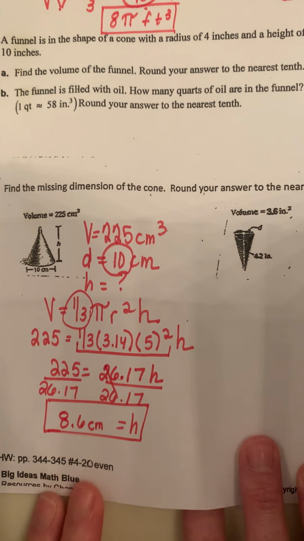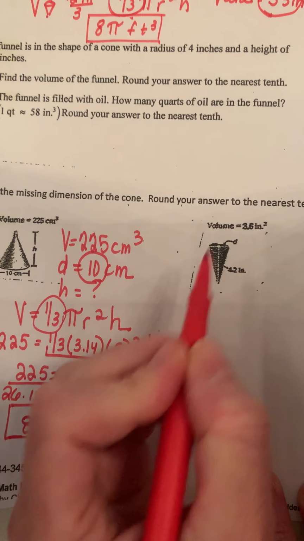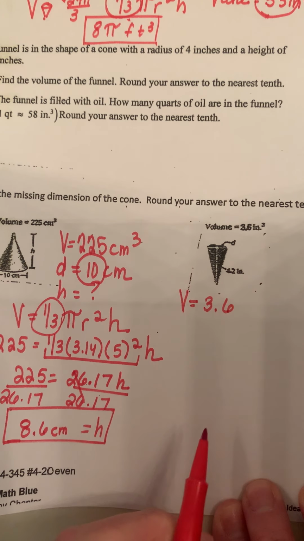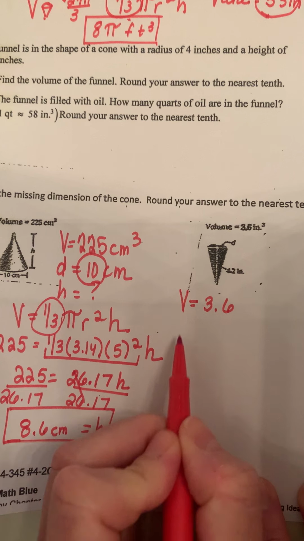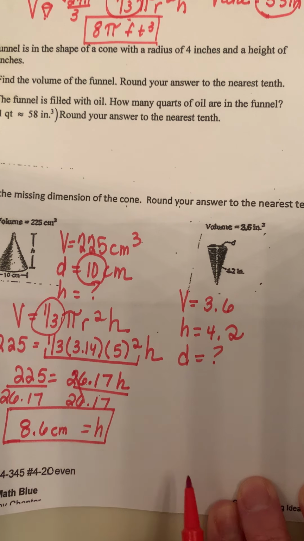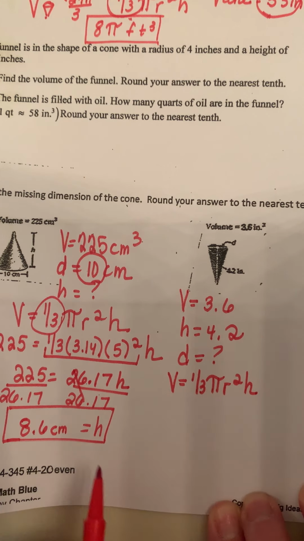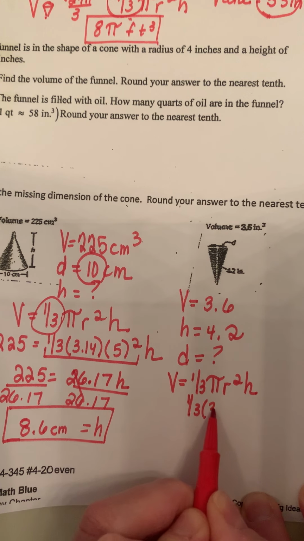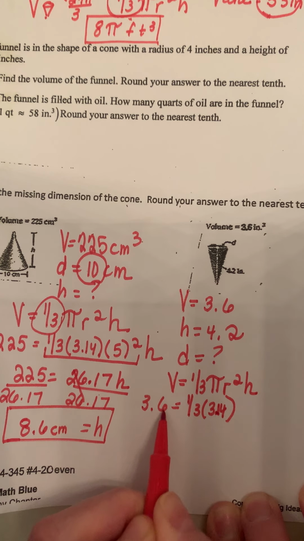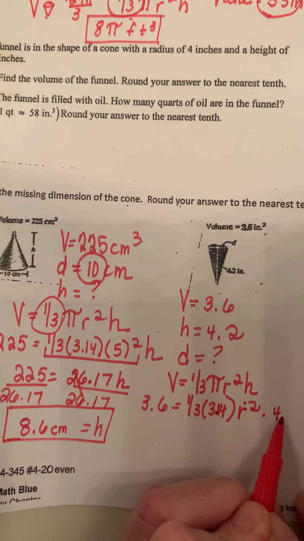The last problem we're going to do is a little bit more difficult because we're looking for the diameter. So I'm going to write this out again because it's kind of blurry. So the volume is 3.6. The height is 4.2. And we want to know what's the diameter. So let's use 1/3 pi r squared h. 1/3 times 3.14, and our volume, I forgot to put that in, 3.6. Our radius squared, we don't know, but we do know that our height is 4.2.